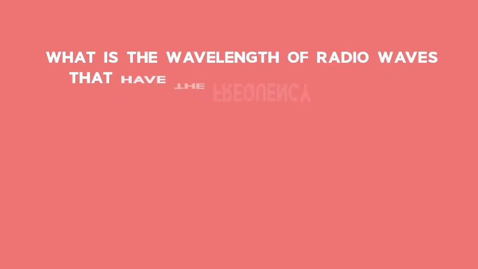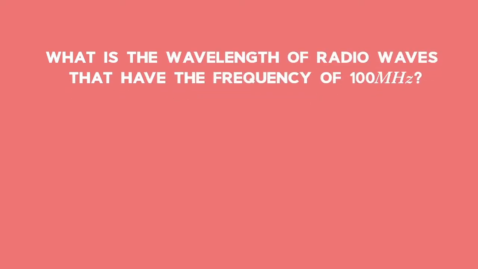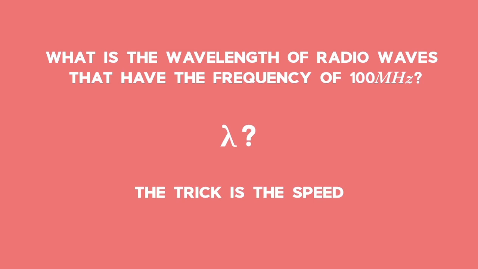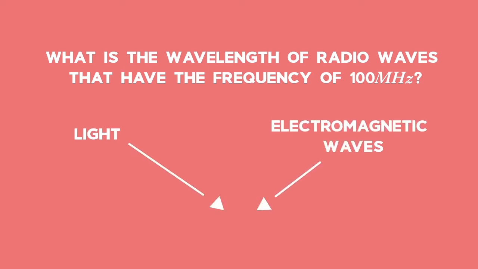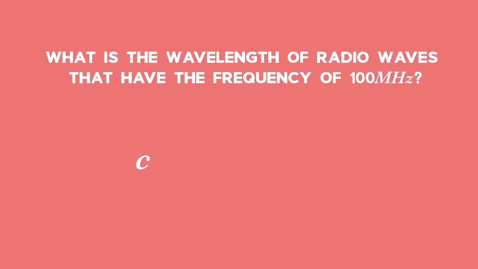When we are asked about the wavelength of a radio wave with a frequency of 100 megahertz, it's difficult to know how to calculate the wavelength. The trick is the speed. The speed of light or any electromagnetic waves is usually assumed to be that constant c. That's written on the data sheet as 3 times 10 to the power of 8 meters per second.